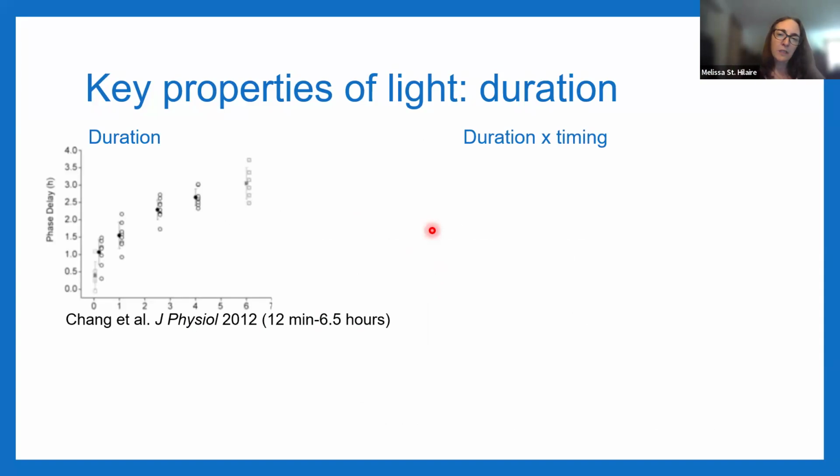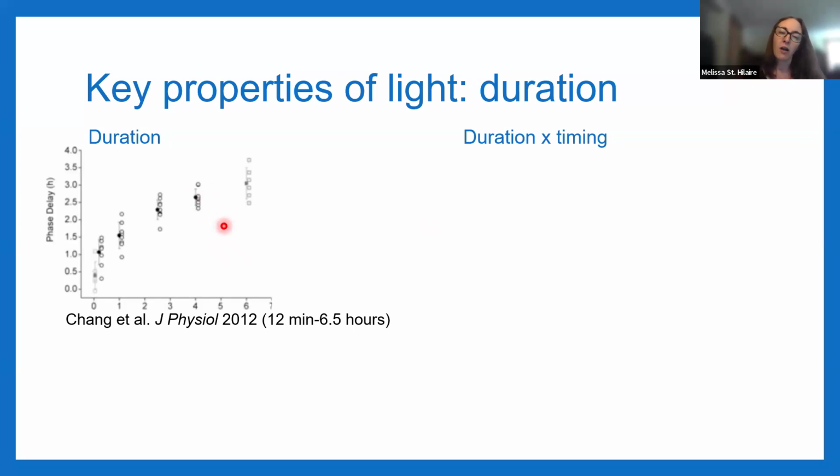So something that I am going to spend a lot of time talking about today is the impact of the duration of light exposure. And some work that was done just a little over a decade ago in humans took the opportunity to expand on what was done early on, which was to look at these 6.5 hour light exposures where we got about 3 hours of phase delay, and look at what happens when we do shorter and shorter light exposures.